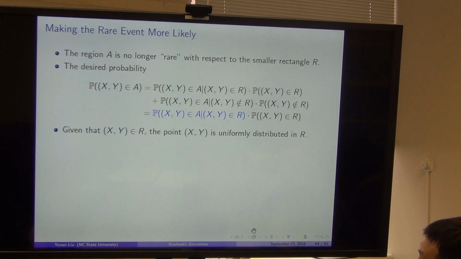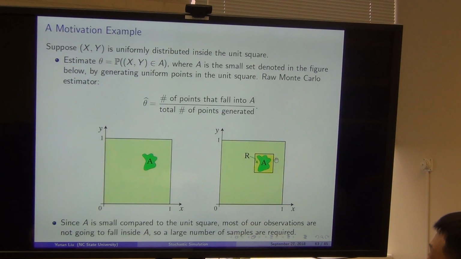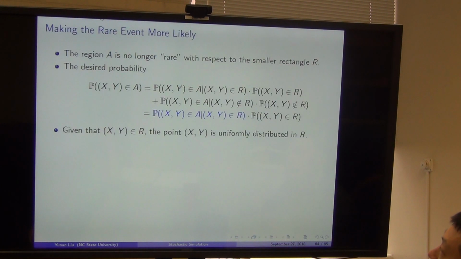How about we do it in a smarter way? Let's do it so that the region A is no longer rare with respect to a smaller rectangle R. So let's build a smaller rectangle which covers A, so A is no longer too small compared to R. Find the R that covers A, so the ratio between A and R is not too small, right? Alright, so the region A is no longer rare with respect to the small rectangle.